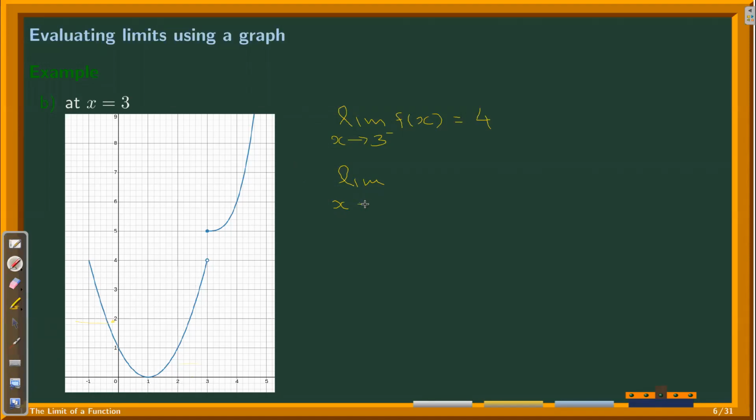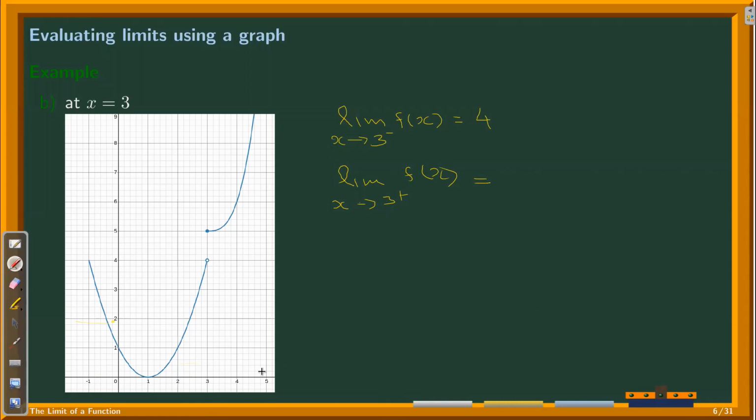Okay. Now 3 plus f(x). Can anyone tell me what is this limit? When I come to 3 along the plus values, what is the limit? Can anyone tell me, when coming from the positive side, what is the limit? 5. Very good. Okay.